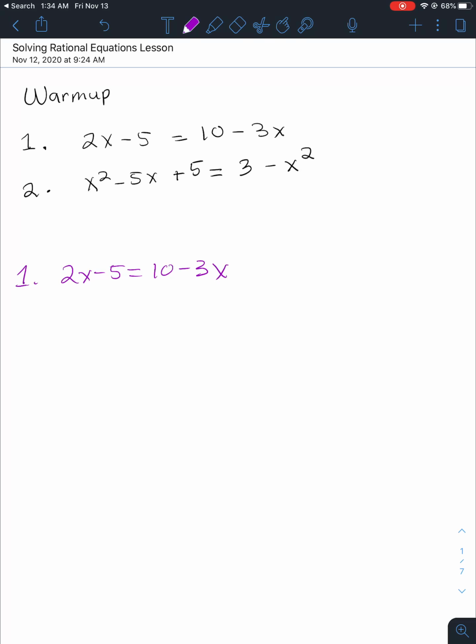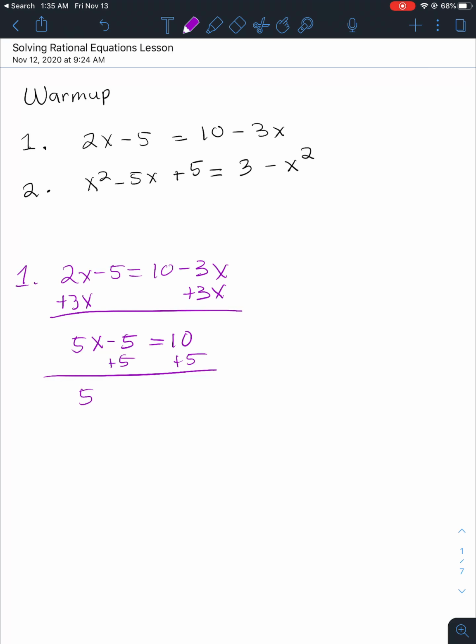When we do these type of problems, we want variables on one side, numbers on the other side. So the first thing I'm going to do is add 3x to both sides. And you're going to get 5x minus 5 equals 10. Then you're going to add 5 to both sides. And you're going to get 5x equals 15. And then you're going to divide both sides by 5. And you get x equals 3.